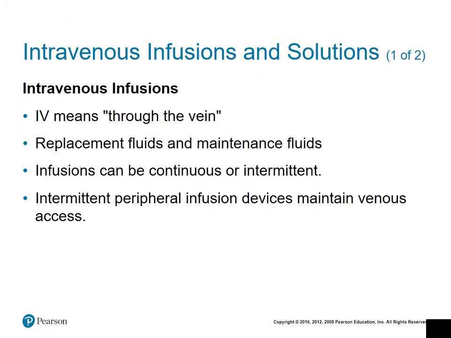Okay, so intravenous infusions and solutions. IV, we know, I think at this point, means through the vein. Replacement fluids and maintenance fluids can be administered intravenously. Replacement fluids would be if the patient lost a good amount of fluids from something. Maybe they're dehydrated. It could be a number of things. Maintenance fluids would be fluids that are administered just to maintain normal levels. Infusions can be continuous or intermittent, just like we talked about before, and intermittent peripheral infusion devices maintain venous access.